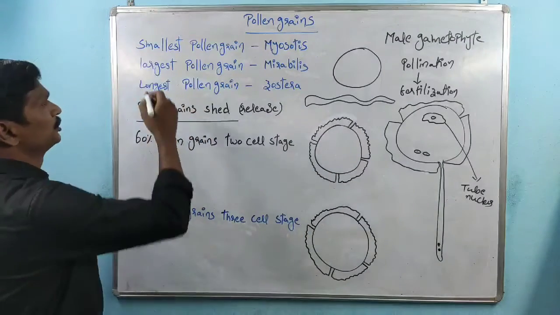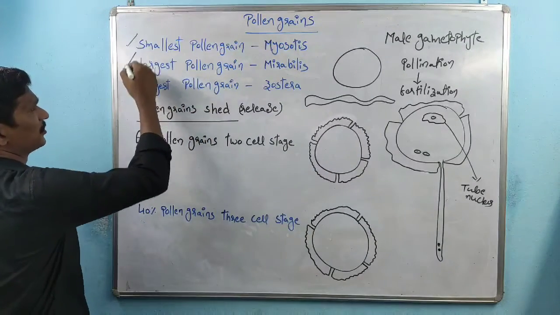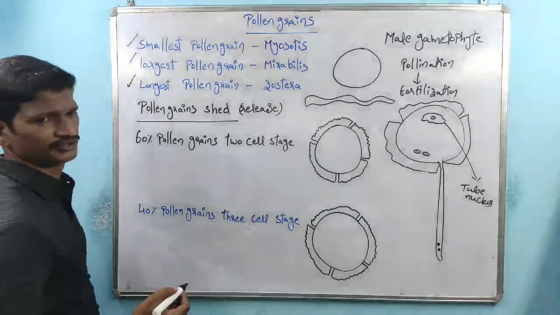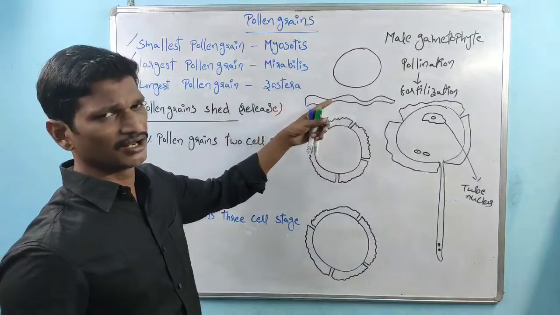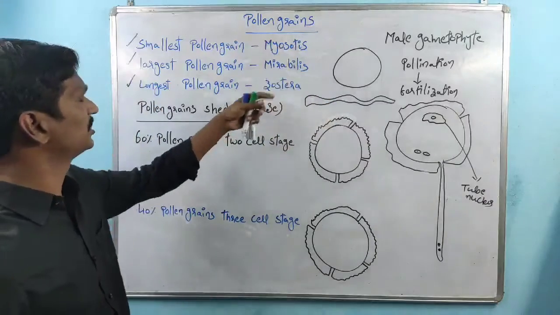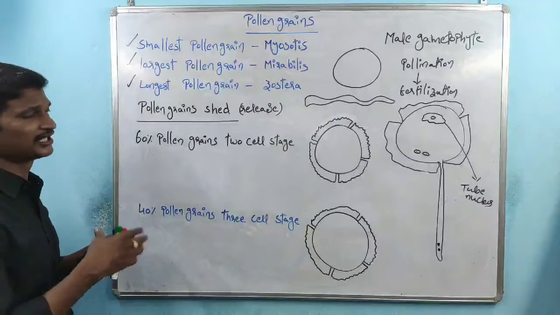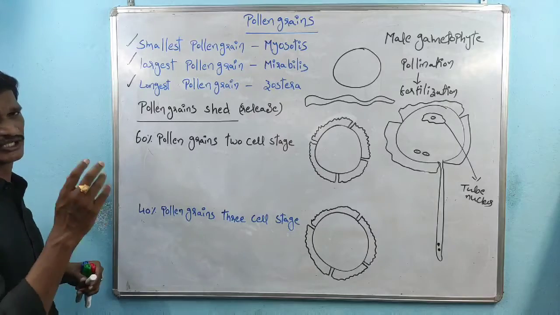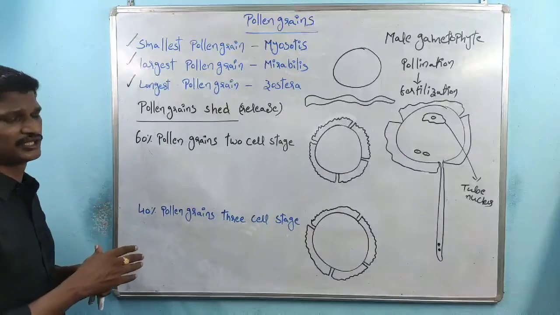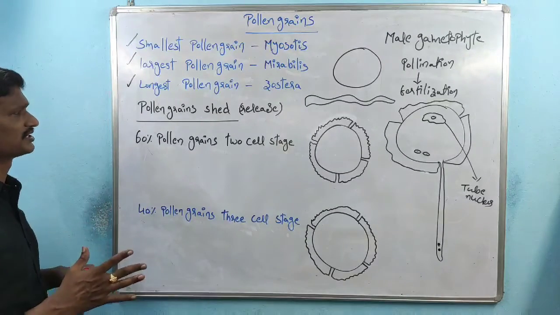So that is about the smallest pollen grain, largest pollen grain and longest pollen grain. So we know the difference between large and long, right? So that is about those three types, based on the variations we discussed here. One is small, another is large, and another is long pollen grains, right?